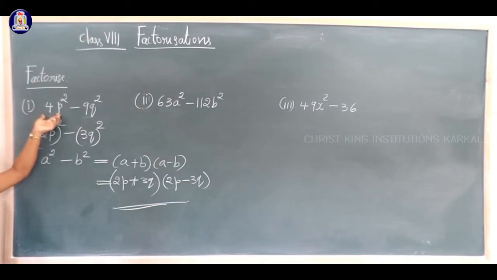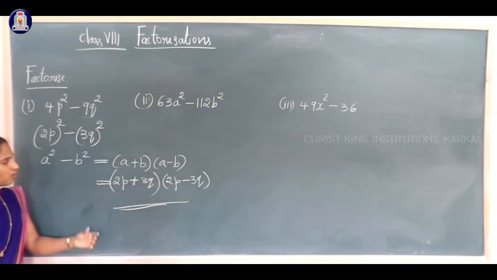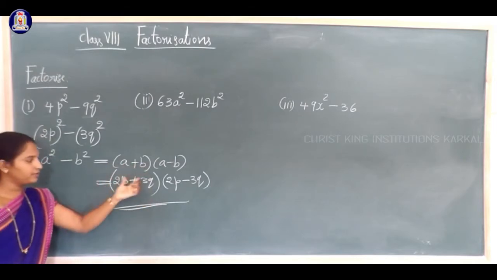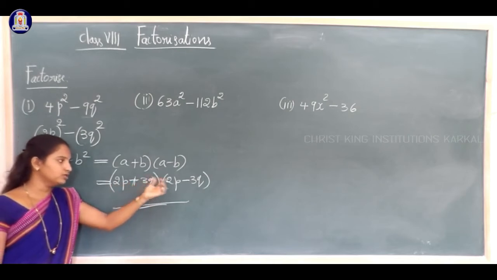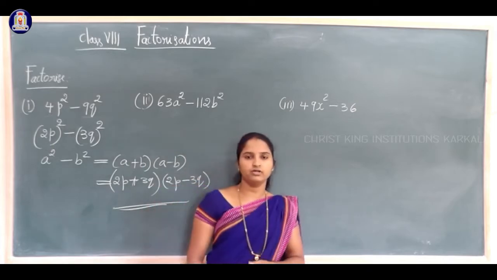The given expression is 4p square minus 9q square. If you use the identity, we can write it as 2p whole square minus 3q whole square. So this is of the form a square minus b square, which can be written as a plus b into a minus b. What is a? a is 2p and b is 3q. Understood? So a plus b is 2p plus 3q, into 2p minus 3q. Clear? So these are the factors of the given expression.